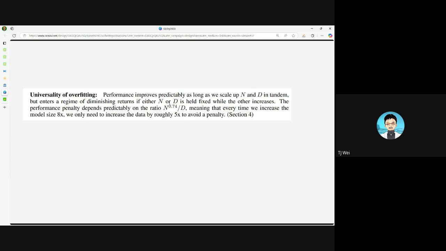So it also gives a ratio that this is the constant. So for each d, the parameter needs to be at least one. So it gives a perfect ratio for the modeling size and the data set size.